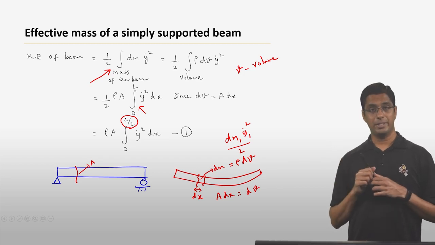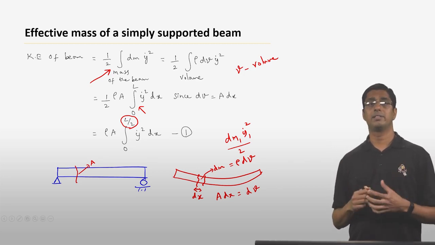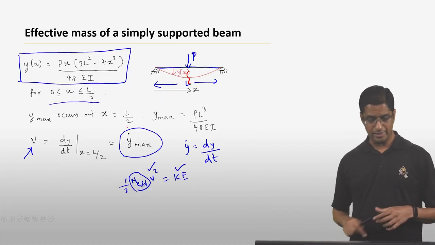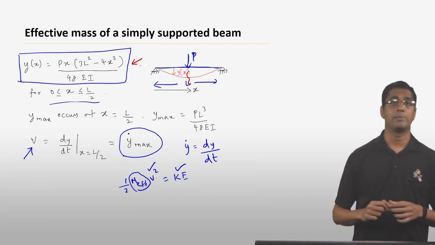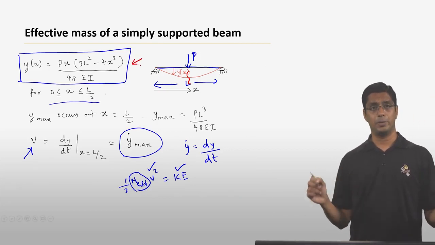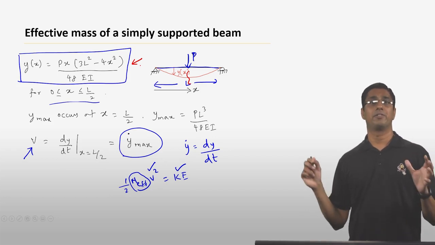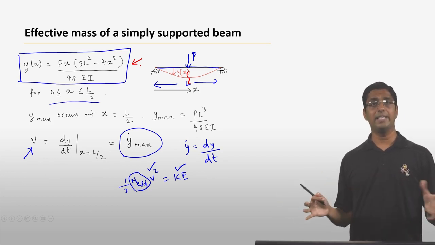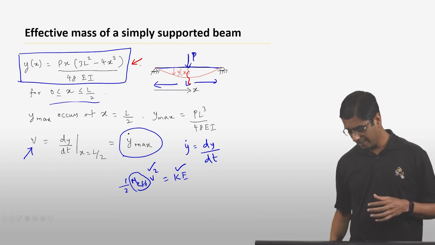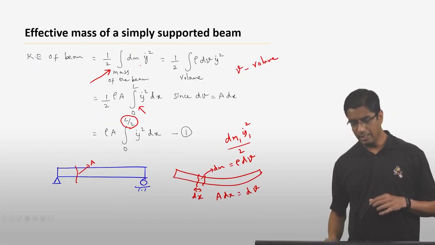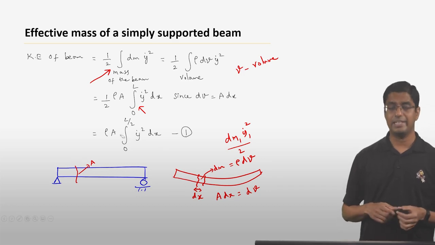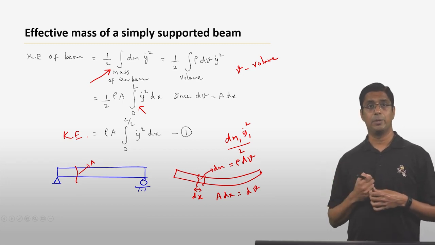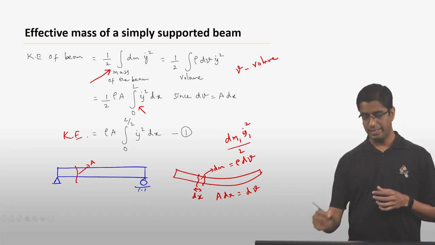And why am I doing that? Because I know the deflection y as a function of x from 0 to L over 2. That is what we saw here. If you remember, this expression is valid only from 0 to L over 2. Now, if I know y of x from 0 to L over 2, I can also find y dot of x from 0 to L over 2, and that is all I need to find that integral. That is the reason we use this trick. Once we have that, effectively the kinetic energy of the beam is rho A times the integral from 0 to L over 2 of y dot squared dx. That is equation number 1.